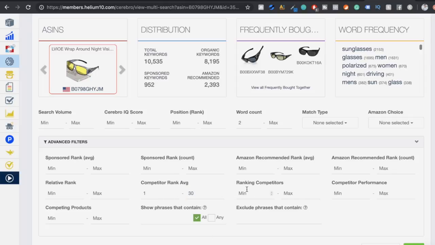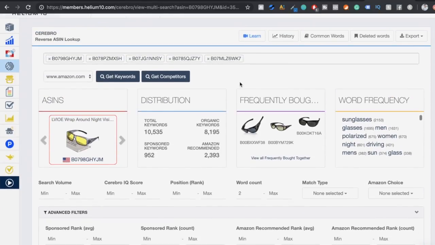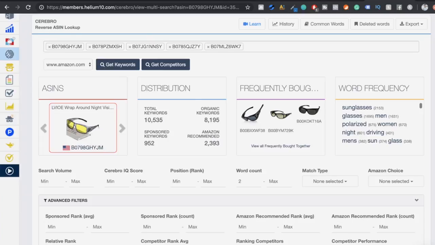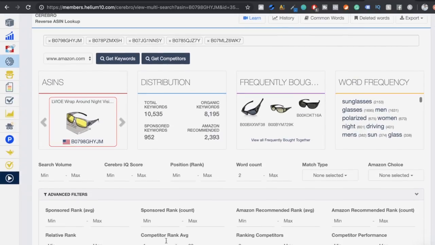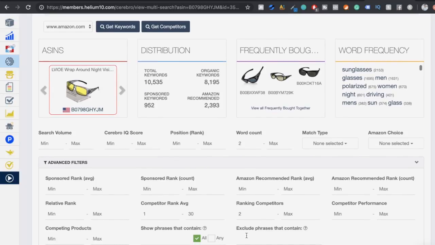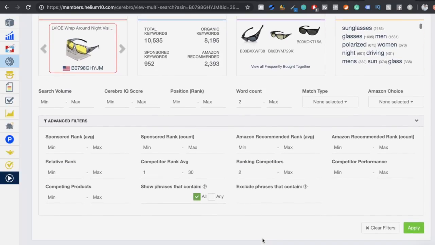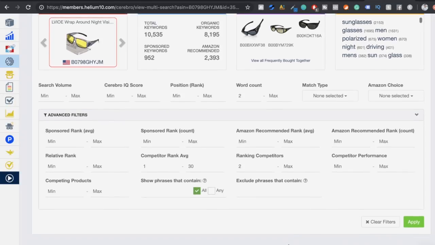Then we're going to ranking competitors, and I usually like to put at least 2, because when you have 1, that just means that only one of the competitors up here needs to rank for that keyword, so it's sometimes not the most relevant. If we do 2, that means at least 2 competitors are ranking within 1 to 30 for a certain keyword, which means if 2 competitors that are making a lot of money are ranking between 1 to 30, it's probably a pretty relevant keyword, and probably a keyword you want to be ranking for as well. So I hope that makes sense. If it doesn't, you can leave a comment down below and I'll do my best to explain it there.